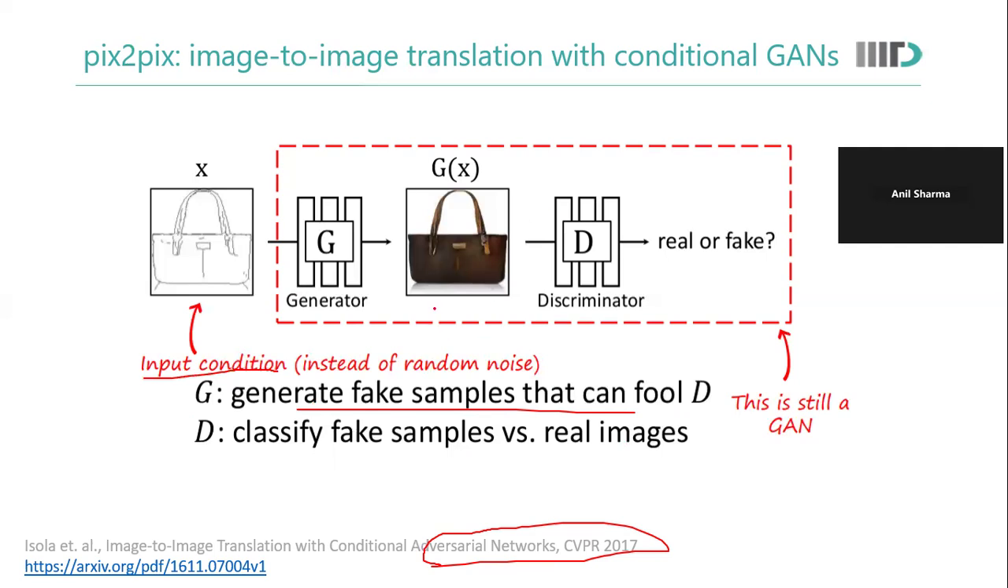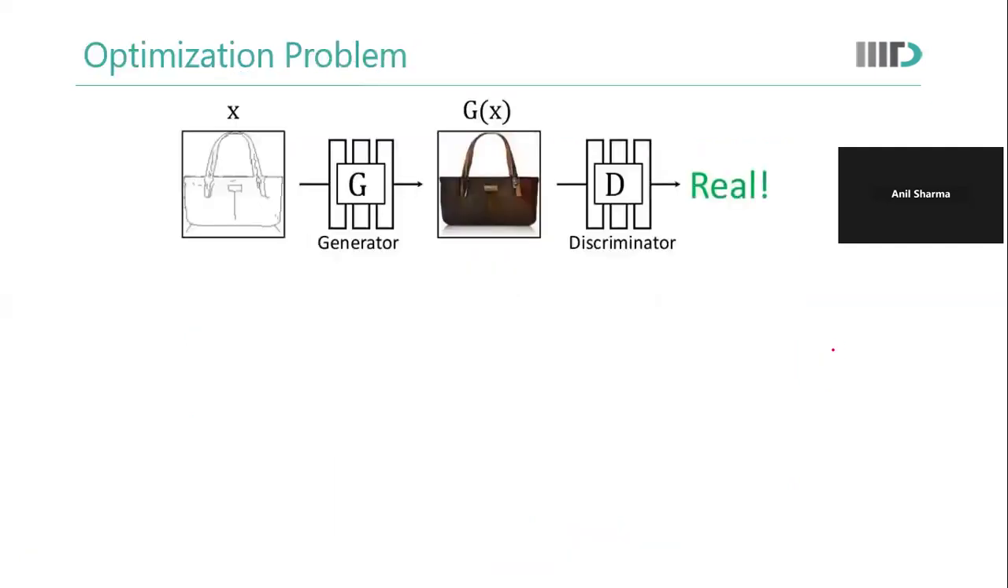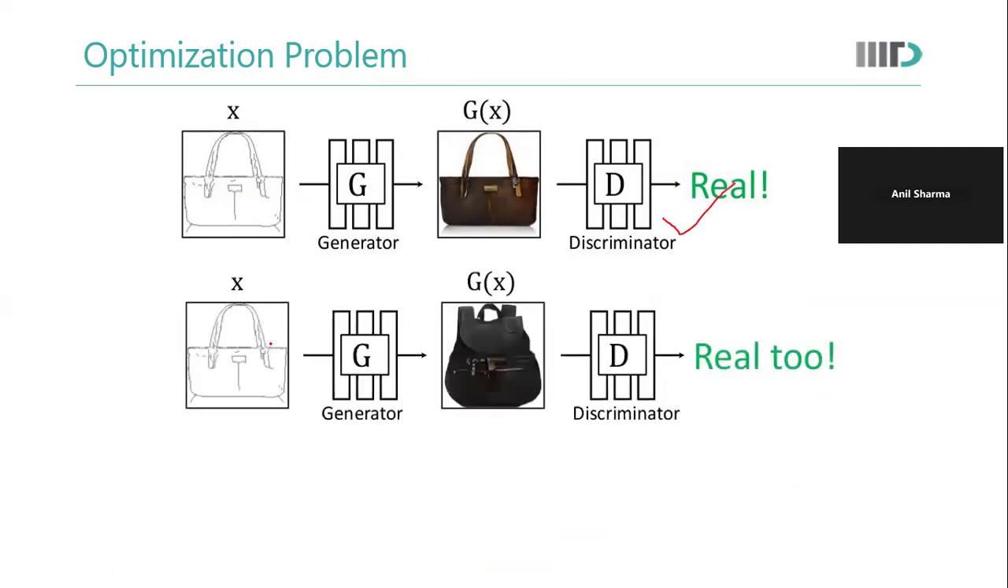Okay. So this is the problem in the standard GAN. Now let's see one particular example. Let's say we have given this particular condition as the input, and the discriminator says that it's a real image. But let's consider another problem where the condition we have given is that there is a bag, and it actually generates an image of a bag. The discriminator says that the input image looks real too, right?